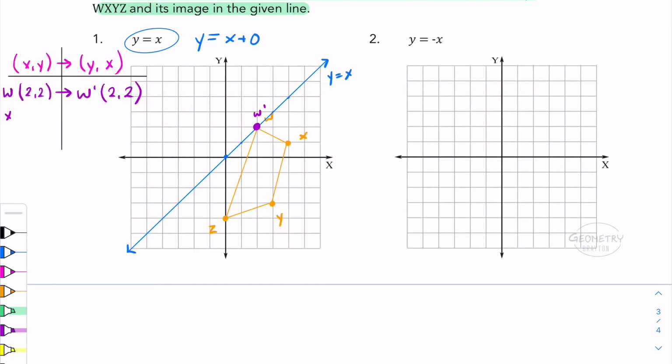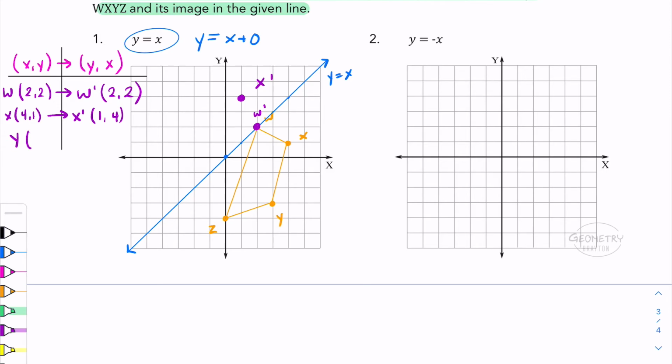Point X is at 4, 1. Point X prime is going to be at 1, 4. Those points are switched. When we plot that, we go over to 1 up to 4 for point X prime.